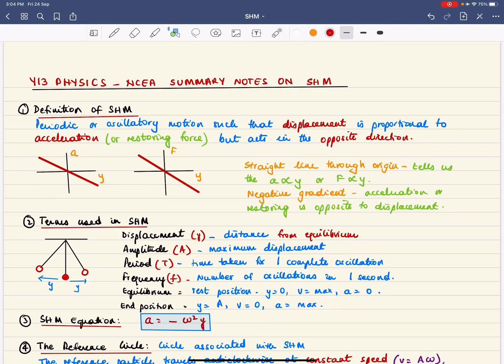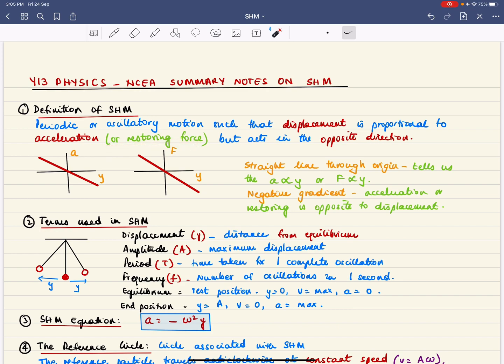This is the Year 13 summary notes on simple harmonic motion for level 3 NCEA. So, what is simple harmonic motion? It is a periodic or oscillatory motion which obeys two rules. The first rule is that displacement is proportional to acceleration, or you could even say displacement is proportional to restoring force.